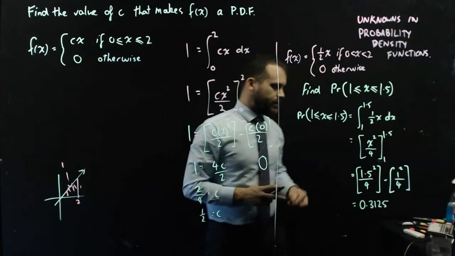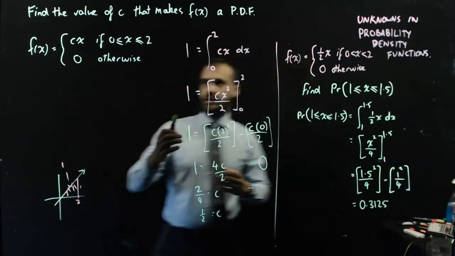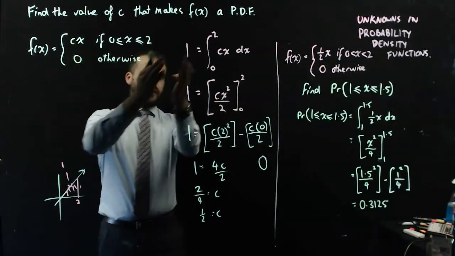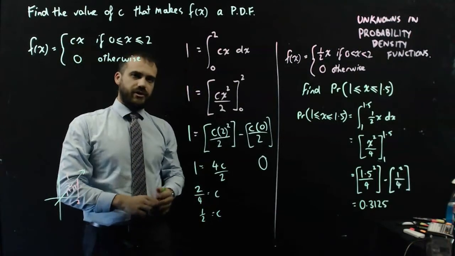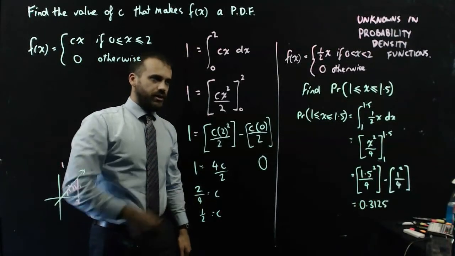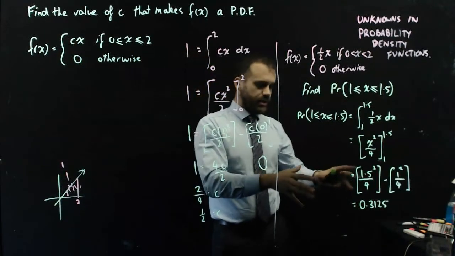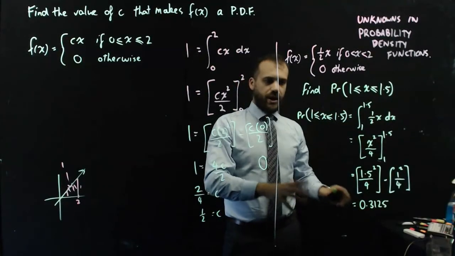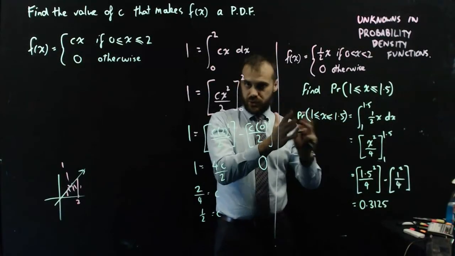Okay, so this video was about finding an unknown that would allow something to be a probability density function. So we let the integral equal 1 and we've solved for the unknown. Here, we've just had a little more practice at finding the probability between two values.